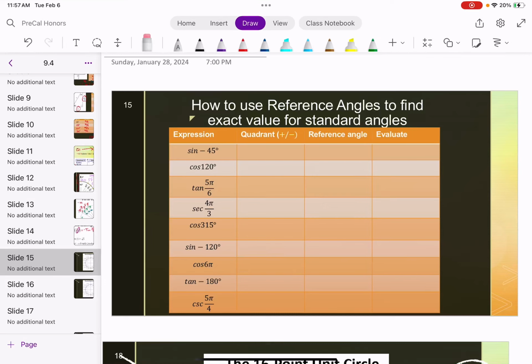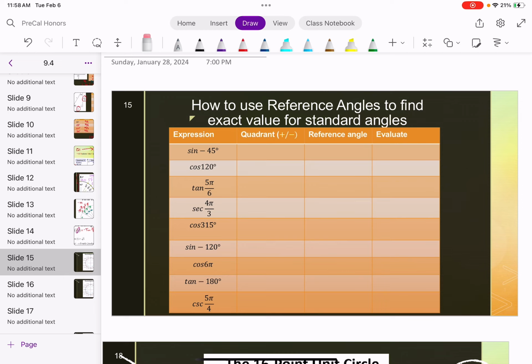So let's take a look at slide 15. On slide 15, we end up going back and having to refer to a couple of the other slides that we've already seen. Let's first take care of our quadrants, then we'll take care of the reference angles, and then we will evaluate each one.